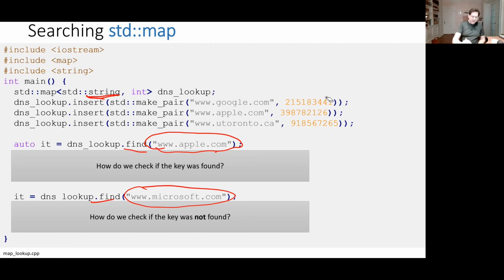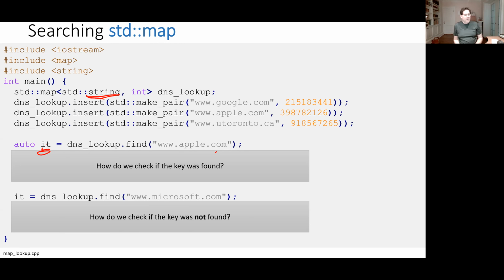Okay, so how do we check? We're going to pass in the key. That's what we've done here. How do you think we check if the key was found? We get back an iterator. So it's like a pointer, points to a node in the binary search tree. And it might not be there, right? Maybe we don't have any entry for apple.com. How should we check? What do you think?